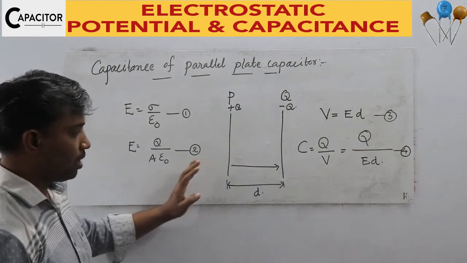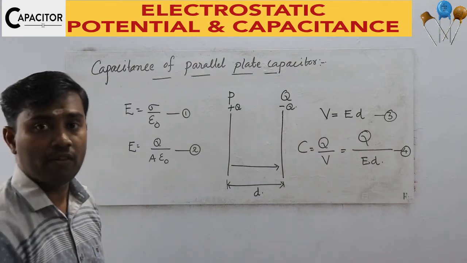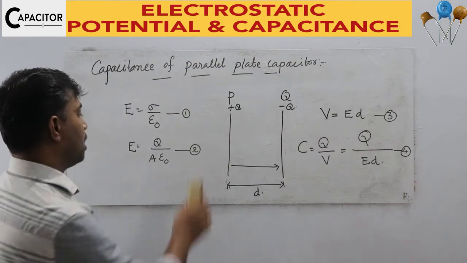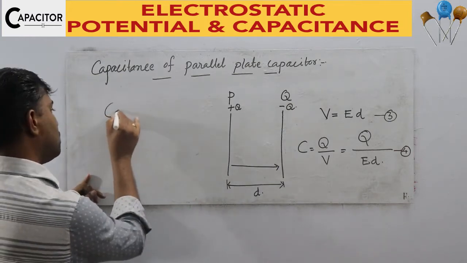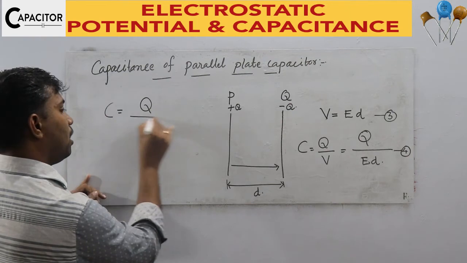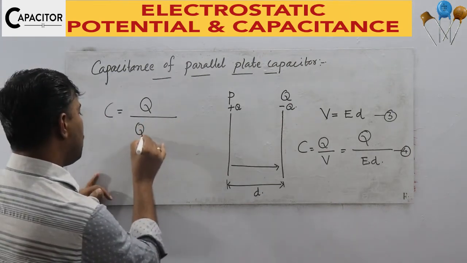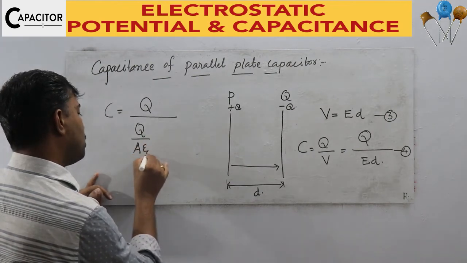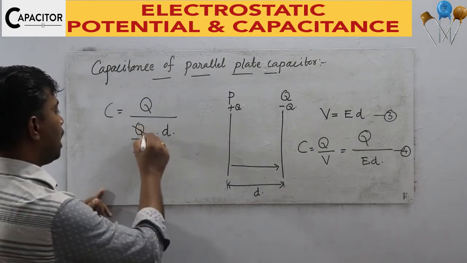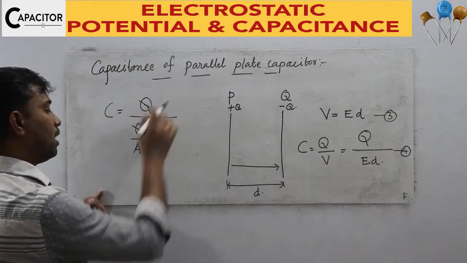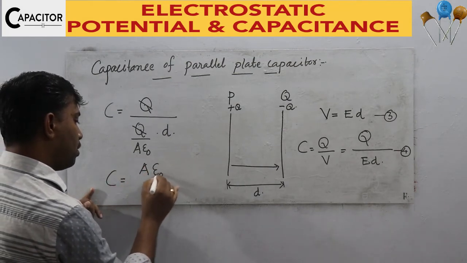From equation number 2, we substitute the value of E into equation number 4. So the capacitance C is equal to Q divided by E into D, where E is equal to Q by A epsilon 0. The Q and this Q cancel, and rearranging the equation we get C is equal to A epsilon 0 by D.